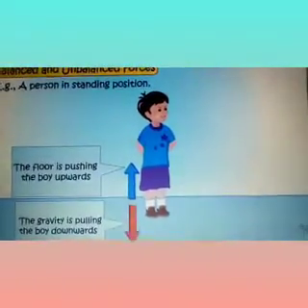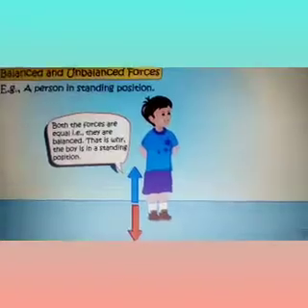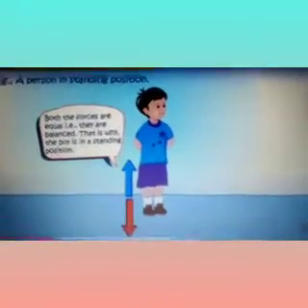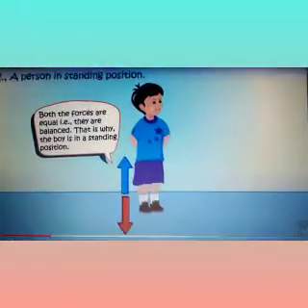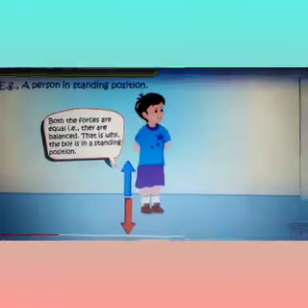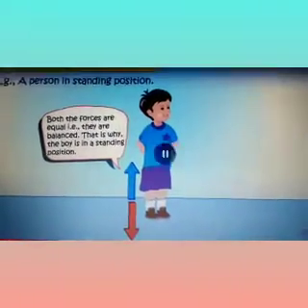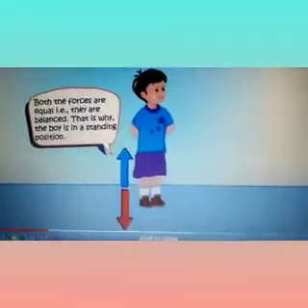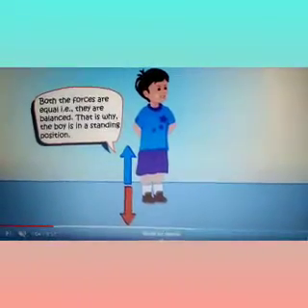And the gravity is pulling the boy downwards. Now the boy is not in the air, he is on some sort of surface on the floor. So gravity is pulling him down and the floor is pushing him upwards. Now both the forces are equal. Both have equal force applied. So they are balanced because nothing is moving.